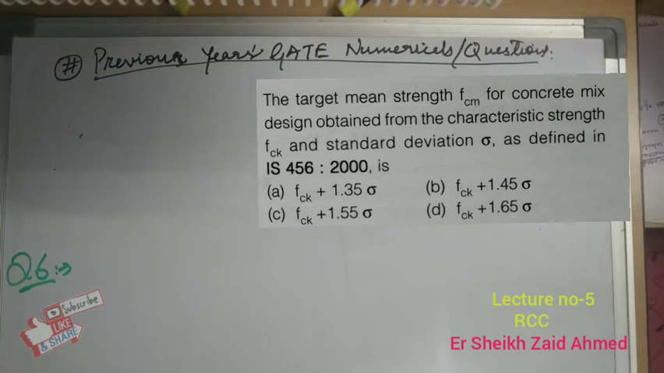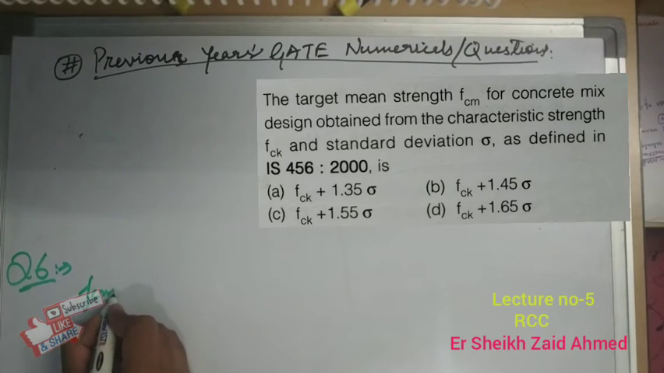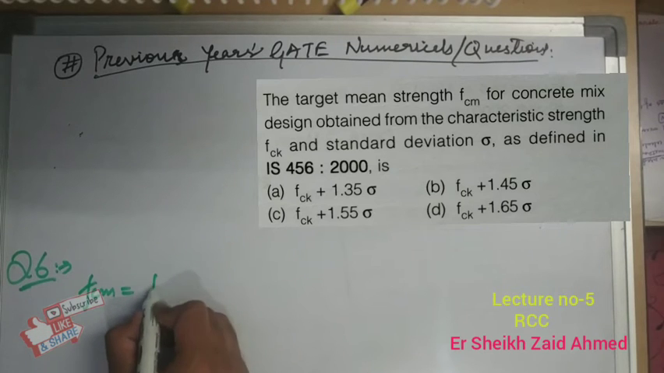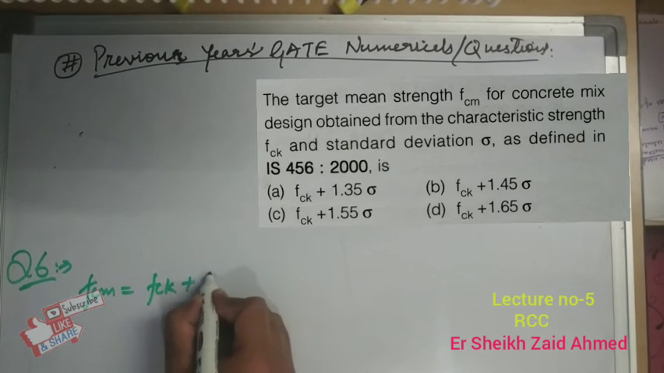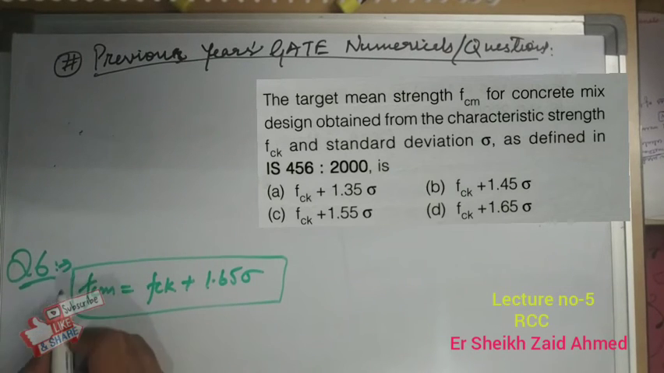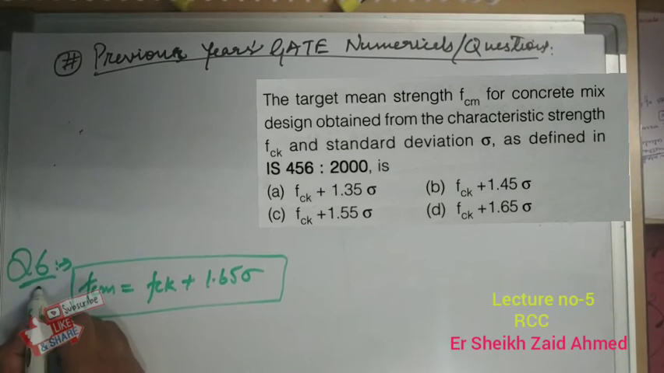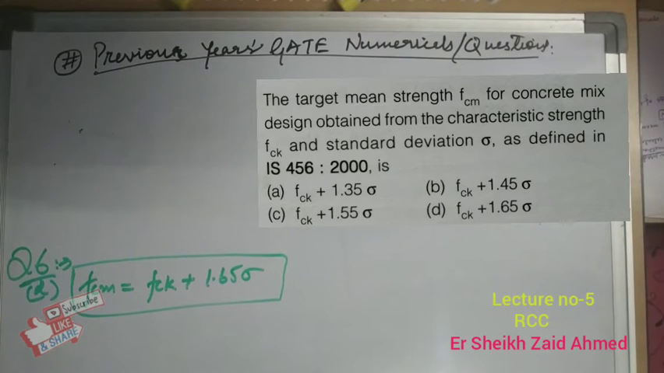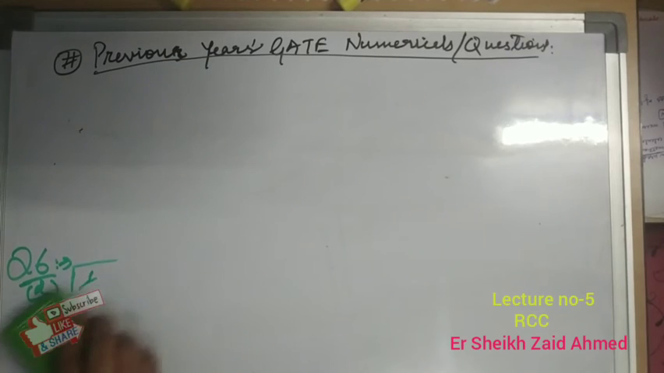As I already explained to you, the formula of target mean strength, he has represented target mean strength by FCM. It is FCK plus 1.65 times standard deviation. So this is the formula for target mean strength. So our option D is correct. Now moving on to the next question.